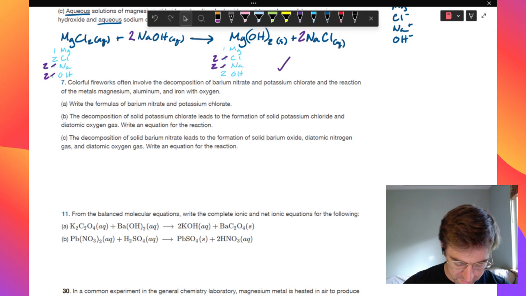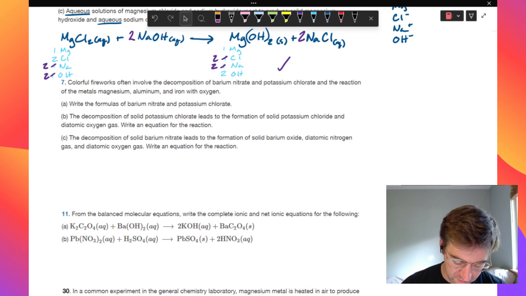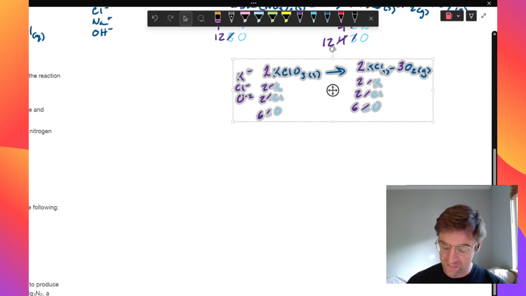Let's see, how bad do we want to do parts B and C of this? The decomposition of solid potassium chlorate leads to the formation of solid potassium chloride and diatomic oxygen gas. Write an equation. And we've got the decomposition of solid barium nitrate leads to the formation of solid barium oxide, diatomic nitrogen gas, and diatomic oxygen gas. Write an equation for the reaction. Same. You're just changing the number of products and reactants. Make sure you're keeping track of the charges on each of those so that you have the molecules themselves balanced properly, and then you can build your coefficients from there. It's the exact same thing we just did.